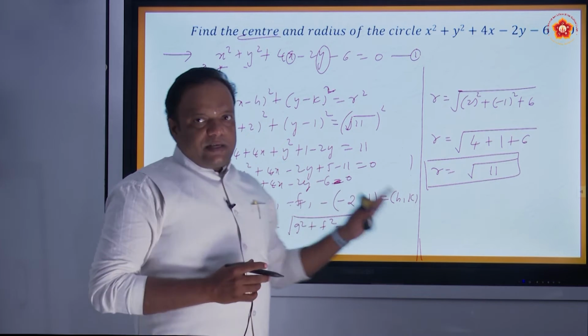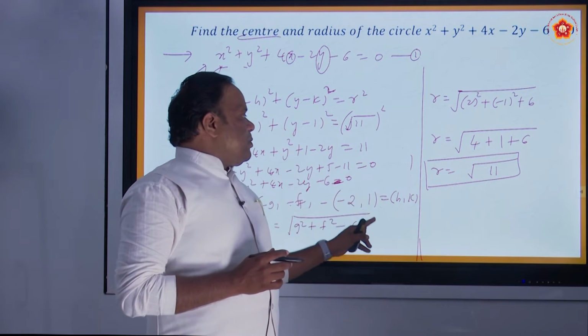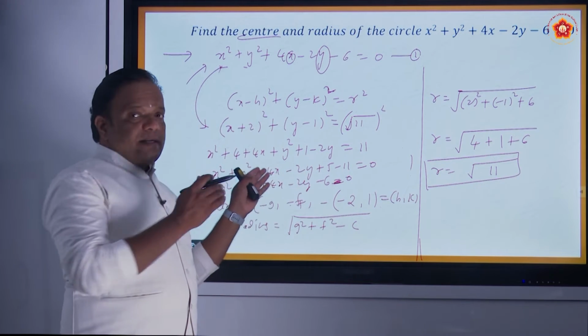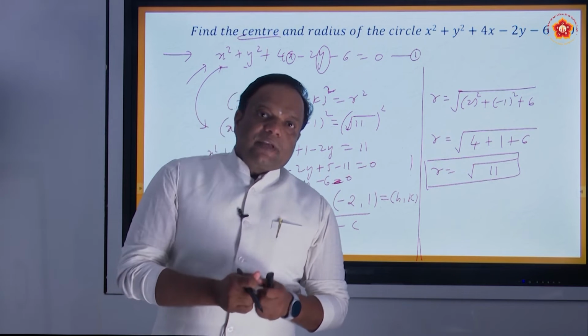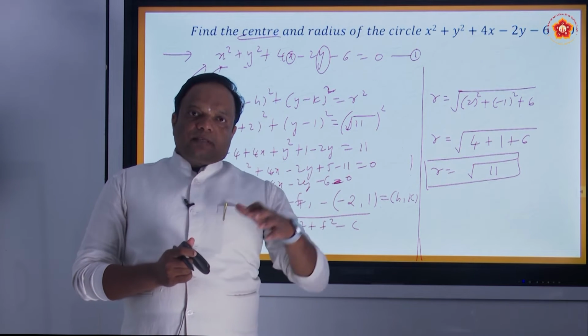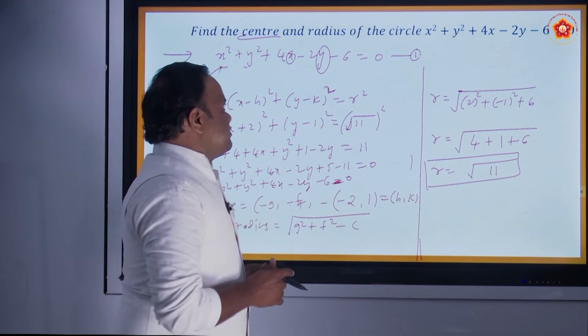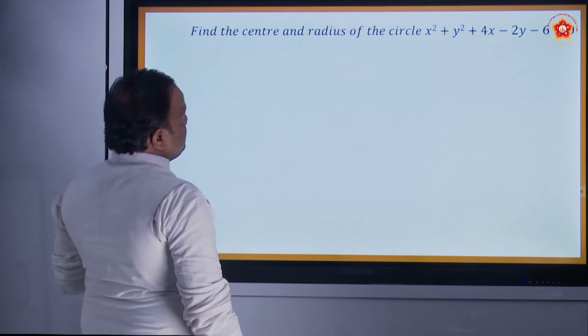Correct? This means our answer is correct. The center is minus 2 comma 1 and the radius is root of 11. This is the reverse problem. If the center and radius are given, we know how to find the equation of the circle. If the circle equation is given, then you find the center and radius of the circle. Okay, let us start the next problem.